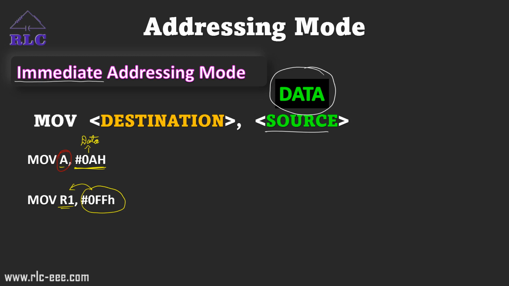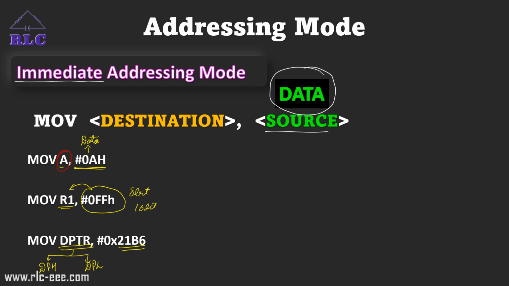It's not that we can pass only 8-bit data. We can pass 16-bit data also directly to a register which is DPTR. We know DPTR is made of DPH and DPL, which is a 16-bit register. So here we can pass 16-bit data, or 2 bytes of data, directly.